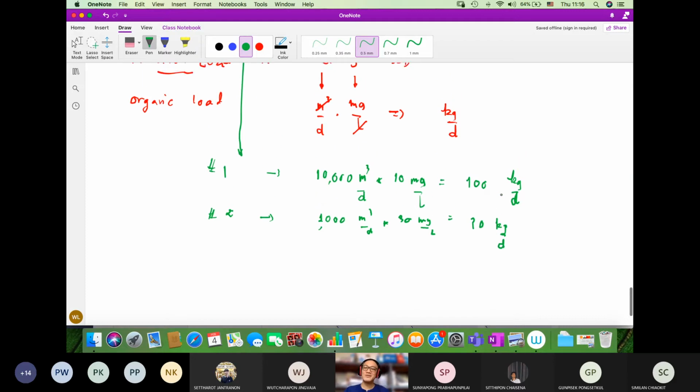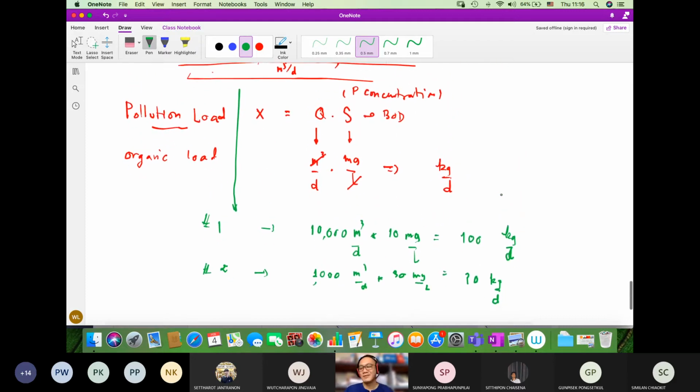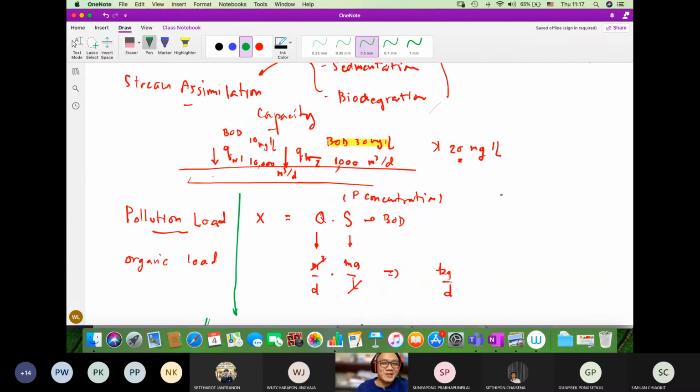Okay, so if you consider these two sources and the pollution load, you will find the second source discharges less pollution load into the environment, but the first source discharges more. So which industry creates more environmental effects to the water? In fact, the first industry creates more effects to the environment, not the second industry.